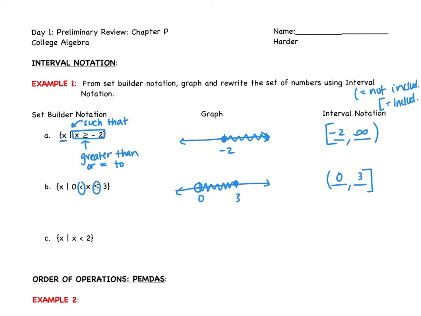Okay, and then example C, this is x such that, and here's our inequality. That sign is a less than. So it's read x such that x is less than 2. Less than is everything to the left. 2 is not included, so it gets an open circle.